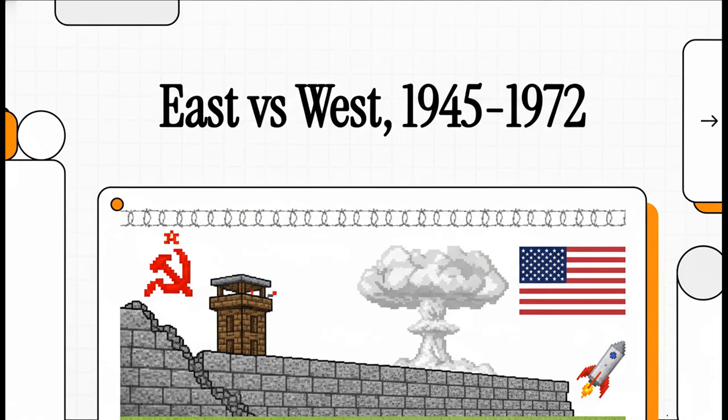All right, let's get right into it. If you're revising for your AQA GCSE History paper on the Cold War, you've come to the right place. This is your high-speed revision guide to everything you need to know about the conflict between East and West from 1945 right up to 1972.